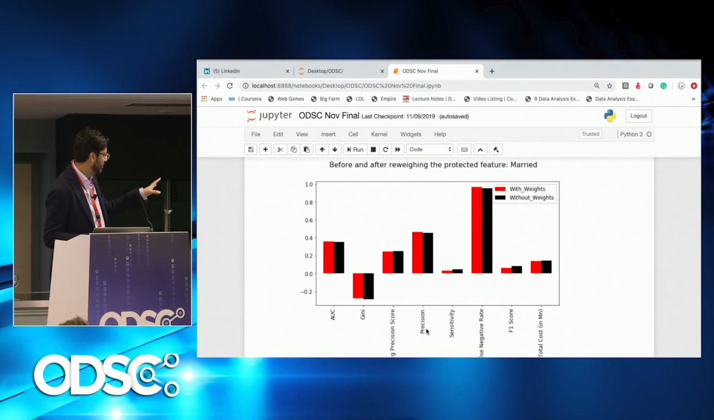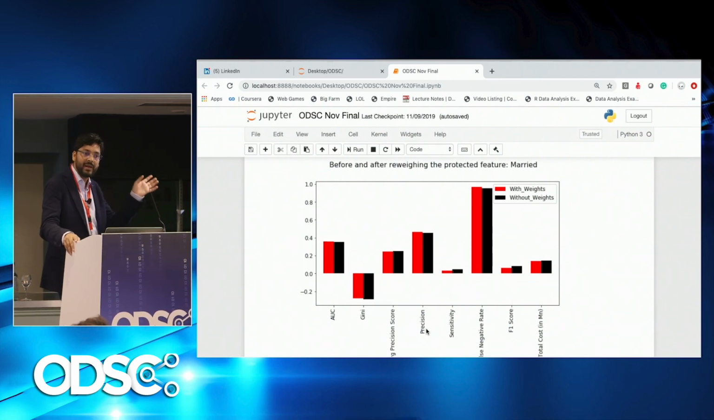Anybody, how many of them are in my favor? In how many cases is the red bar smaller than the black bar? With weights, the difference between men and women, or married versus non-married, should be less compared to without weights. In how many cases do we have the red bar smaller than the black bar? 3, 4, 5, great. 5 out of 9, which is a good number, right?